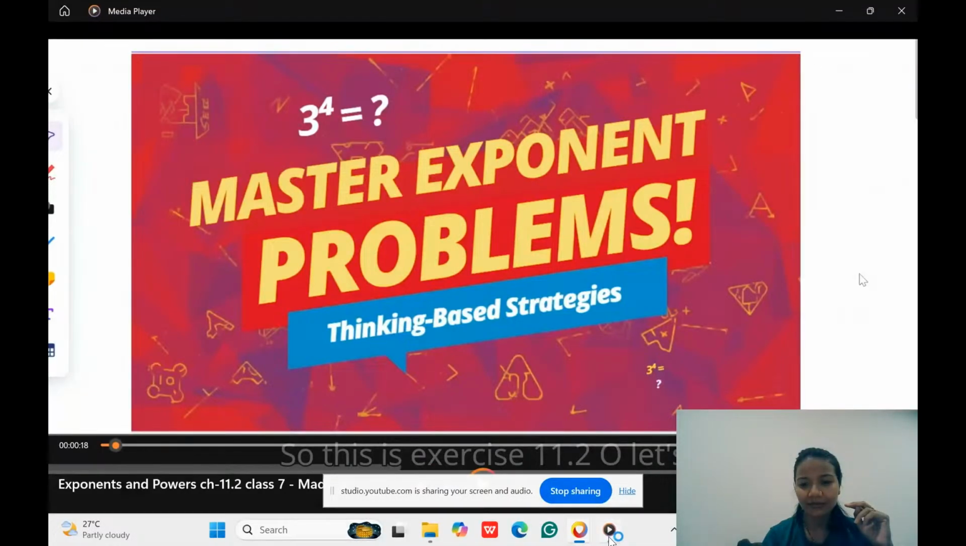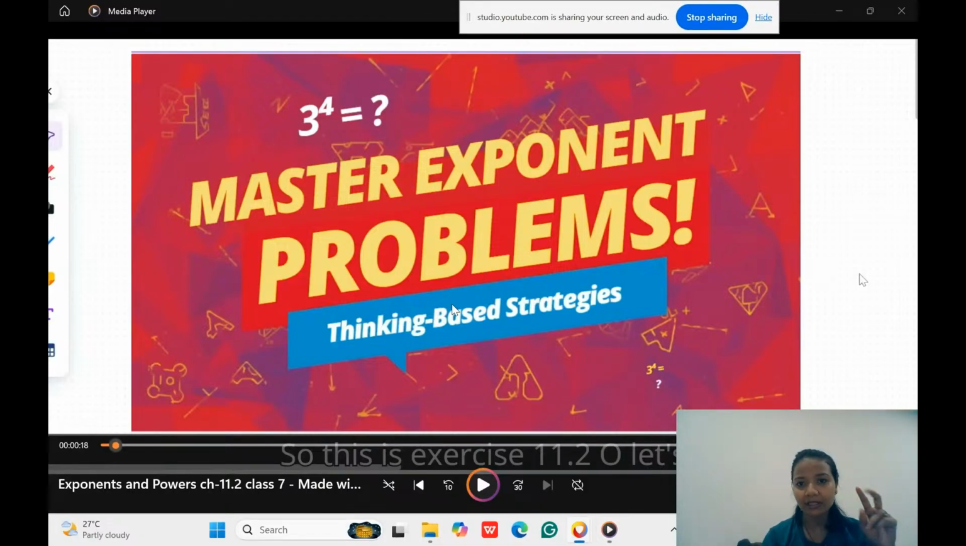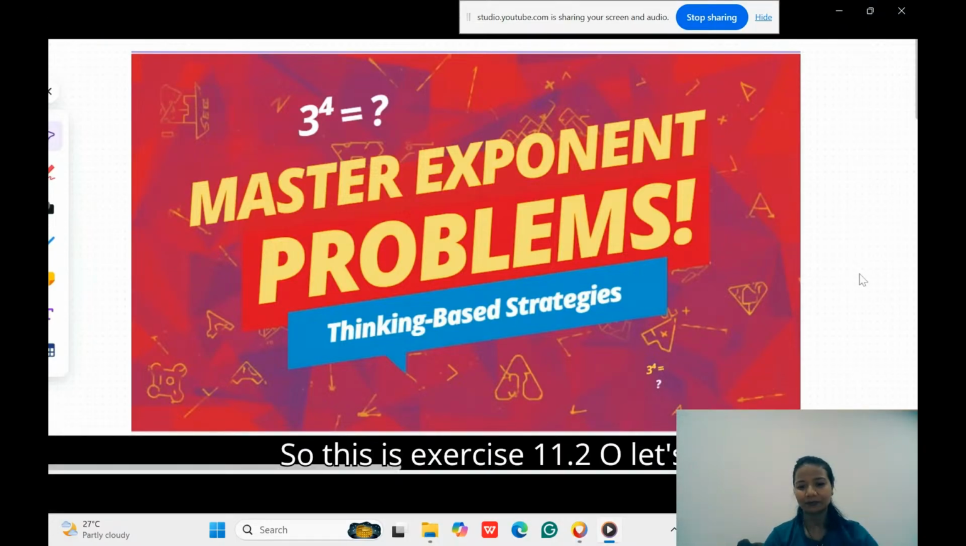And here we are. All right. So this is exercise 11.2 from the grade 7 current NCERT textbook. But remember, concepts remain the same throughout any curriculum, any book it is; the concepts will always remain the same. So let's begin with the questions of exercise 11.2.